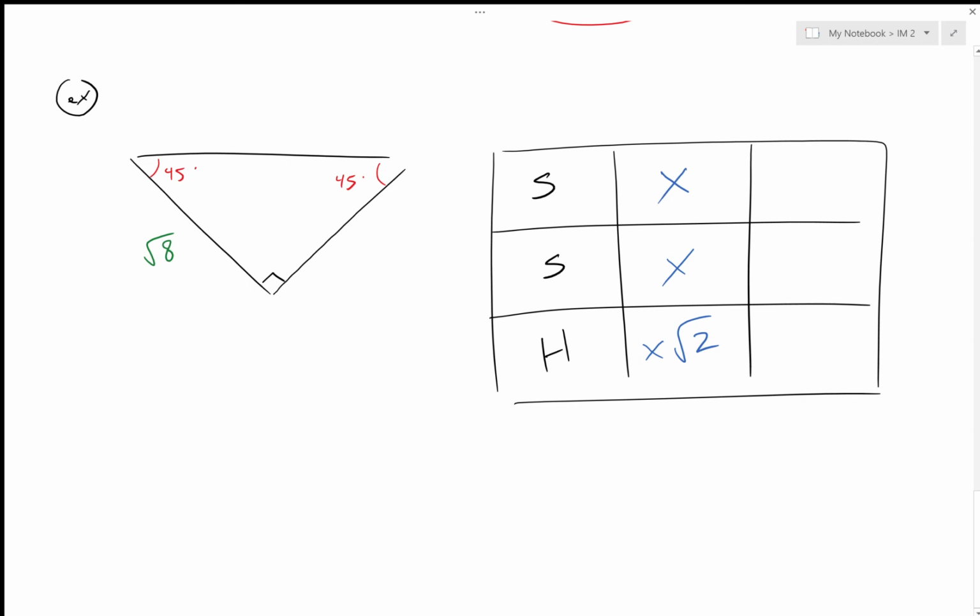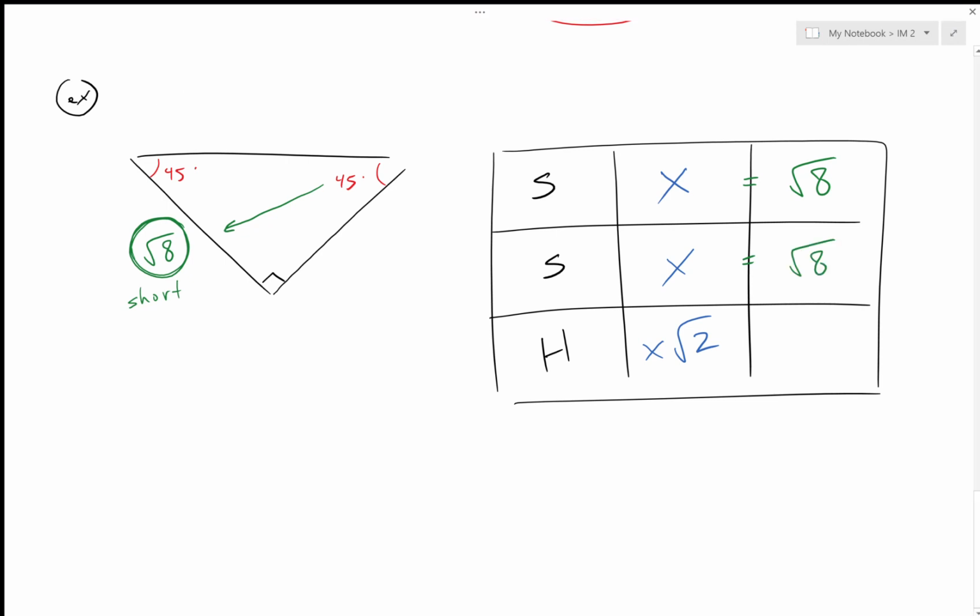Okay, so we want to see which side that is. Short side, or a hypotenuse. We see what it's across from. It's across from a 45. That means it is a short side. So no matter what it is, I'm going to put that automatically into the table. So short side, square root 8. Now the good thing is the two short sides are the same size. So square root 8.